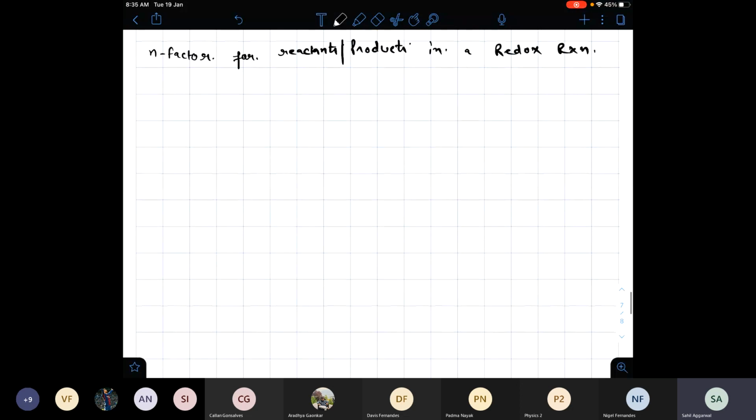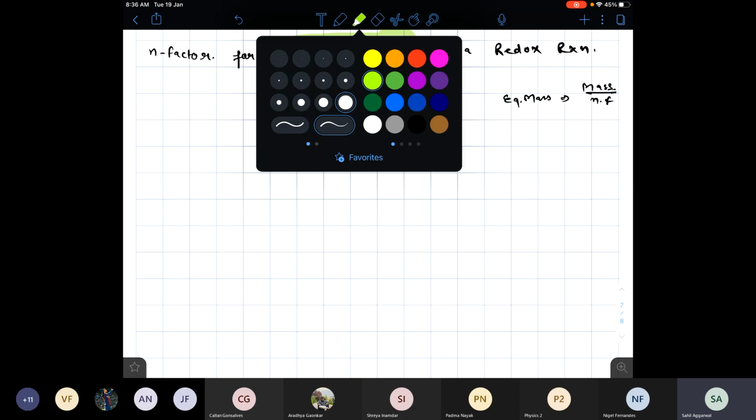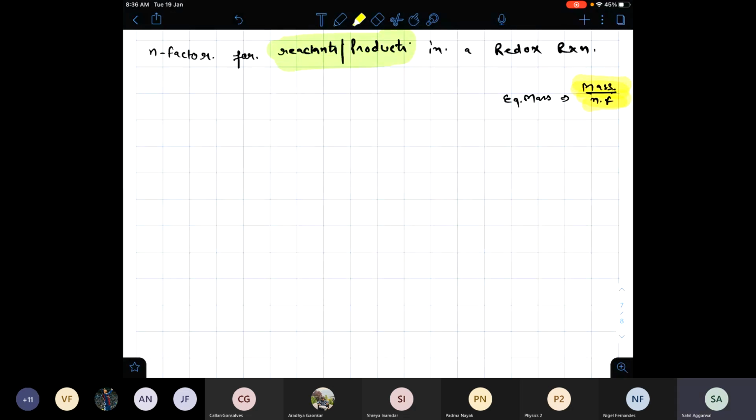N factor for reactants or products in a chemical reaction or in a redox reaction. We know where we use N factor, to calculate equivalent mass. Equivalent mass is mass divided by N factor. How to calculate the N factor?